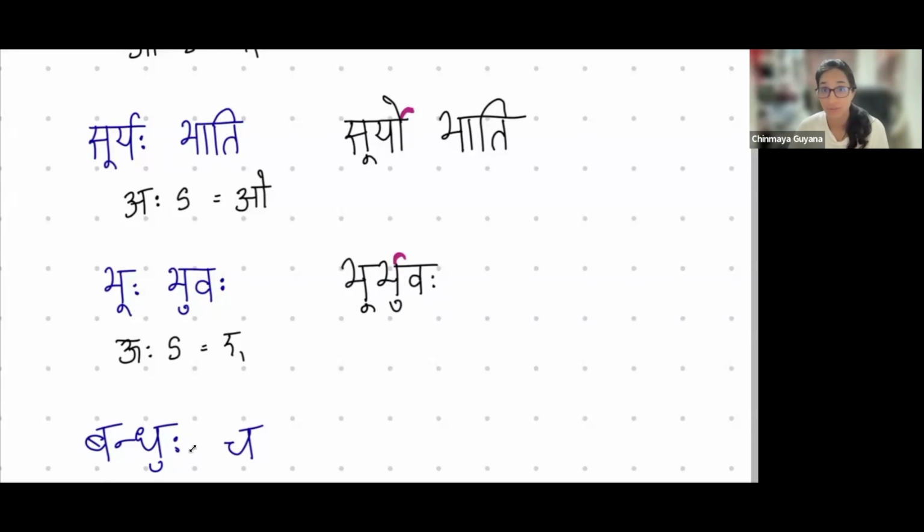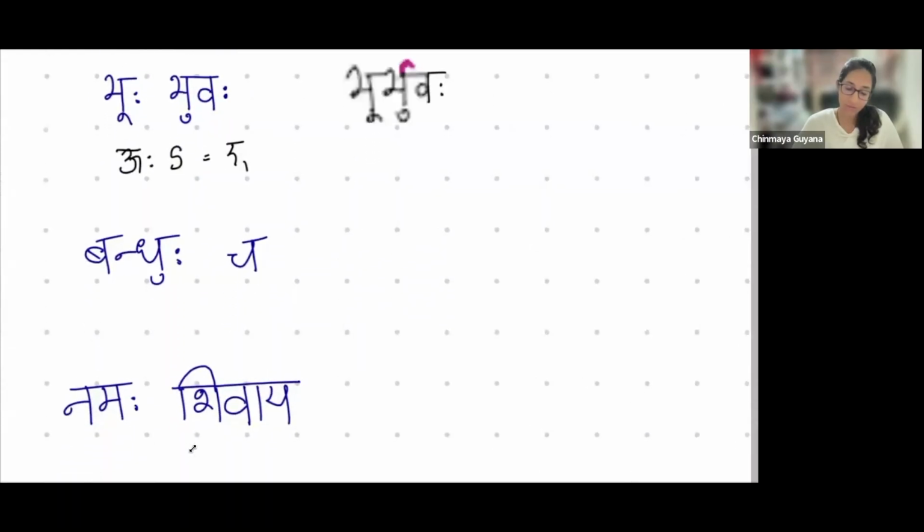Everyone should know where this is from. Om bhur bhuvasvaha. It's bhuhu bhuvaha, but because of sandhi, it becomes bhur. Alright. Bandhuhu cha.